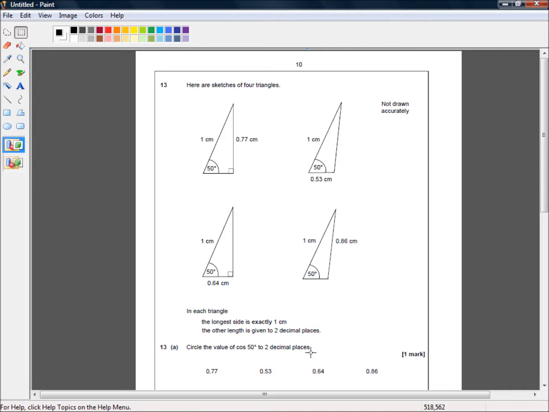Alright, so if we remember our SOHCAHTOA, sine is opposite over hypotenuse. So this is the opposite, this is the hypotenuse. So the sine of 50 degrees is 0.77 divided by 1, which is 0.77. But we're looking for the cosine. So we're looking for a right angle triangle where we have the adjacent side. And here it is. So the cosine of 50 degrees is 0.64 over 1, which is 0.64. So we want to circle the 0.64. And that's for 1 mark.